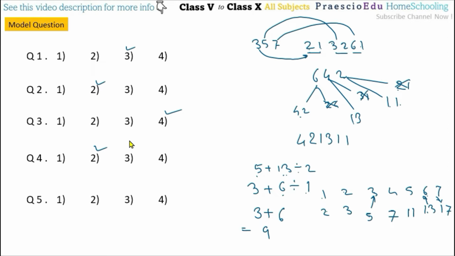Then question number 5: In the code language 5877 is written as 2 11 4 10. For the first digit 5, if you subtract 3 we get 2, then 8 plus 3 we get 11, then 7 minus 3 we get 4, and 7 plus 3 we get 10. So the sequence is minus 3, plus 3, minus 3, plus 3. This sequence we have to do.